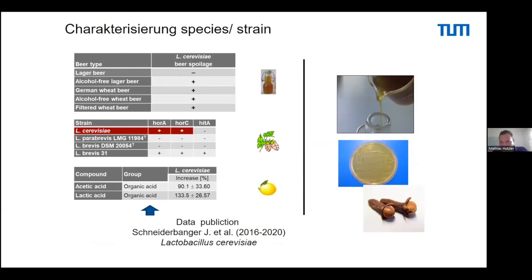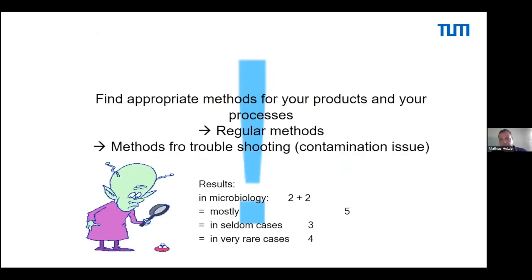If you have identified new microbes, then you want to know how they work, which resistance mechanisms they have, whether they are resistant against certain preservatives, and which acids they produce. This was, for example, Lactobacillus cerevisiae that we described a few years ago. Then you know more about your spoiler and the spoilage potential. Does it form off flavors or viscous beer? And that's my take-home message.